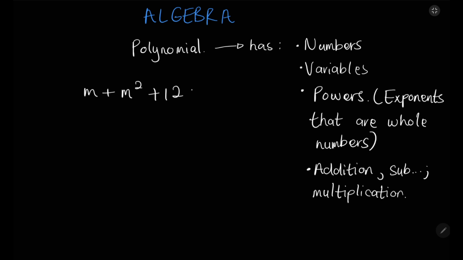Plus 12. Yes, because you have a whole number, you have variables, and you have an exponent that is a whole number. If it were, let's say, m plus m to the power negative 2 plus 6, would this be a polynomial? No, because you're having negative 2. Okay? You're always looking for whole numbers.